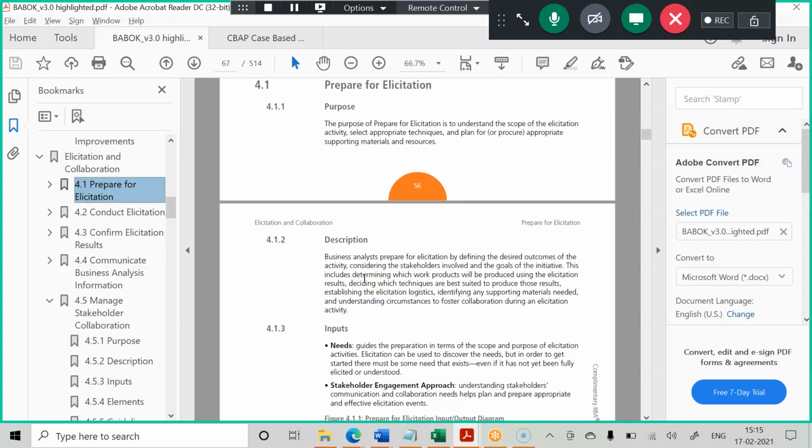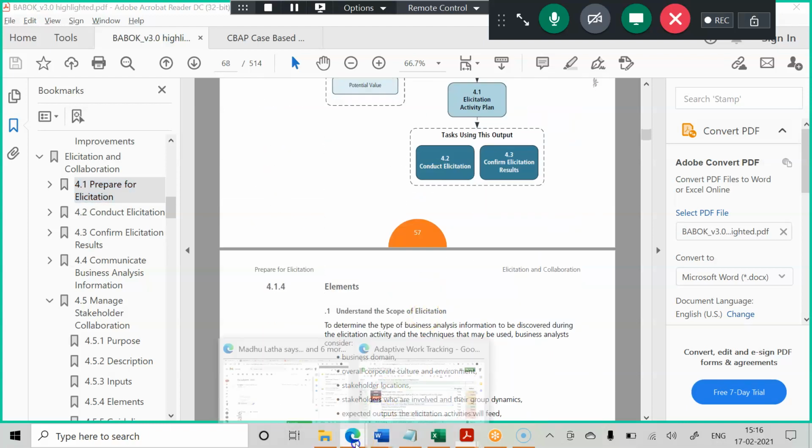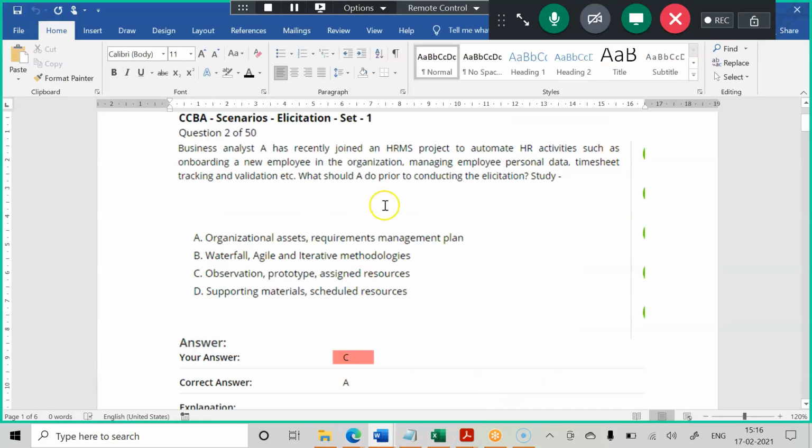When you prepare for elicitation, you try to understand the scope, what are the suitable techniques, and how you can plan the appropriate techniques or supporting materials, or what are the resources that you will use before you start conducting the elicitation. So this is an output question, framed in a different way. So what should A do prior to conducting the elicitation?